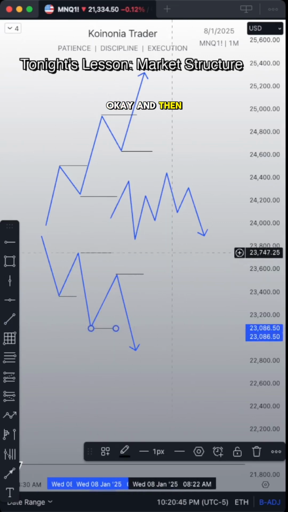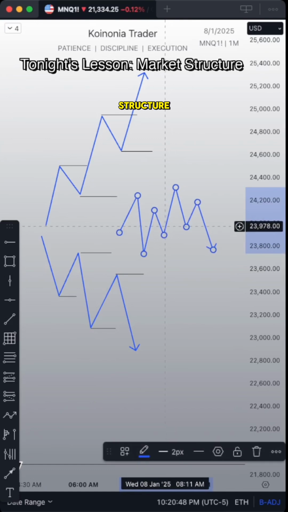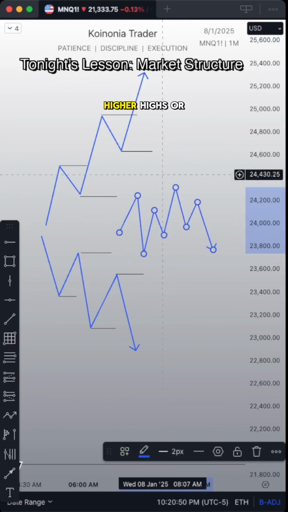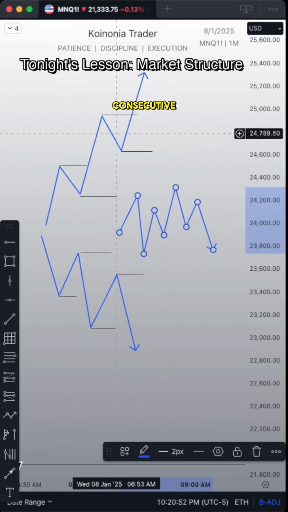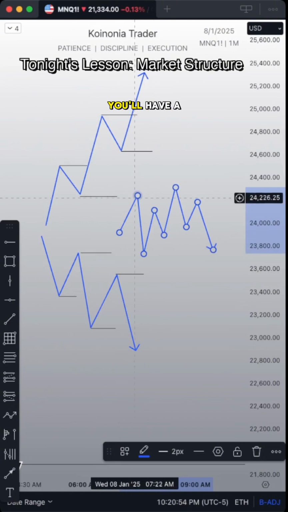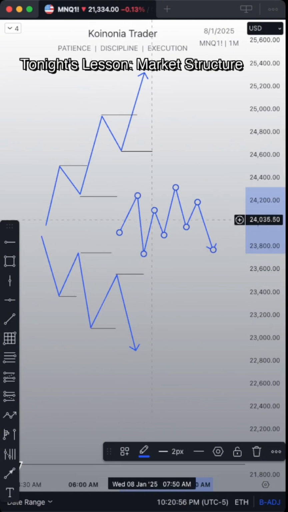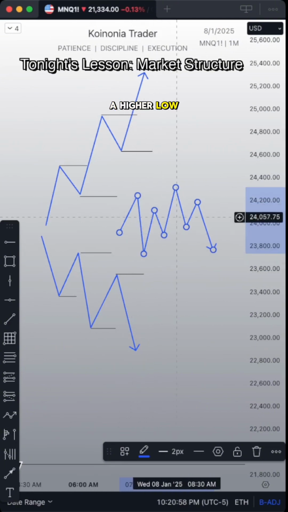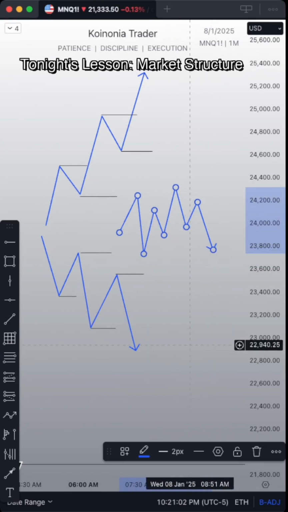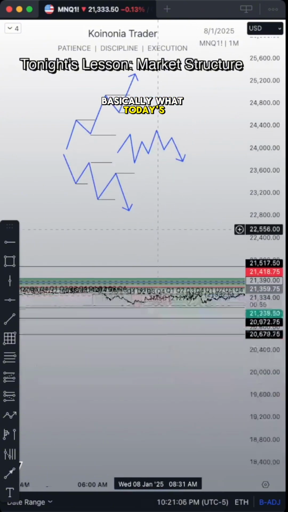And then, of course, consolidation structure, you'll have neither higher highs nor higher lows being consecutive, like this or like this. You'll have a high, a low, a lower high, a higher low, a higher high, a higher low, a lower high, a lower low. Basically, what today's structure was.